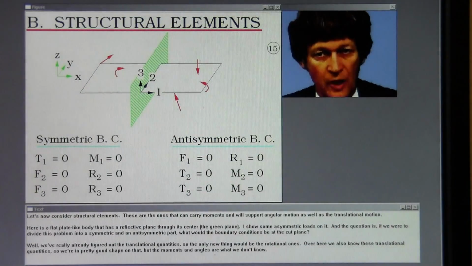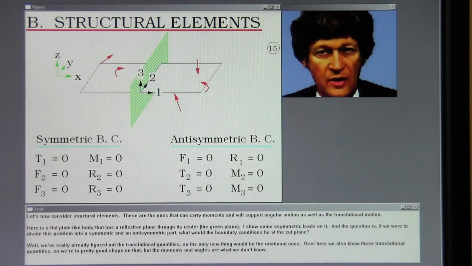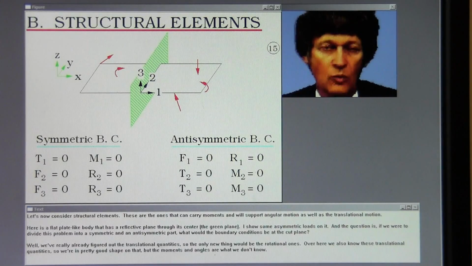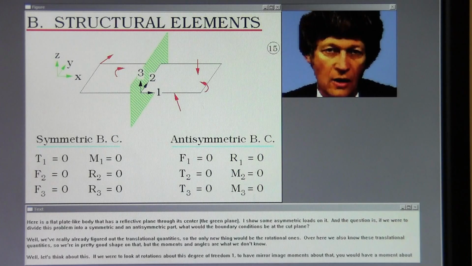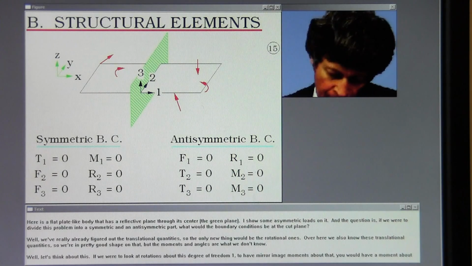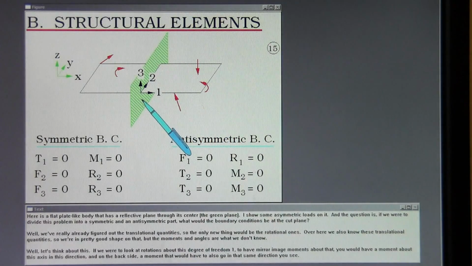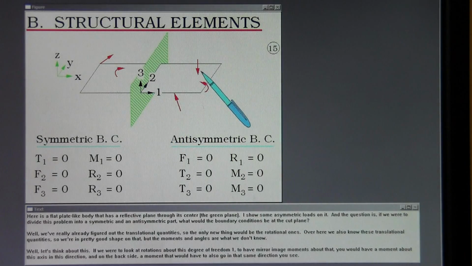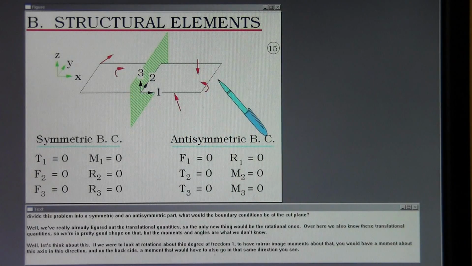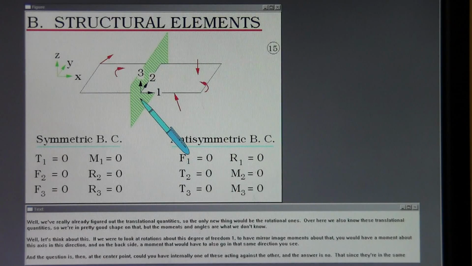Let's now consider structural elements. These are the ones that can carry moments and will support angular motion, as well as the translational motion. Here is a flat plate-like body that has a reflective plane through its center, the green plane. I show some asymmetric loads on it. And the question is, if we were to divide this problem into a symmetric and an antisymmetric part, what would the boundary conditions be at the cut plane?